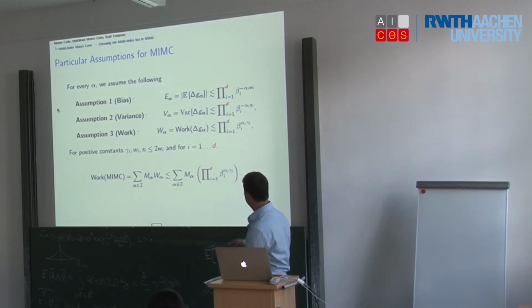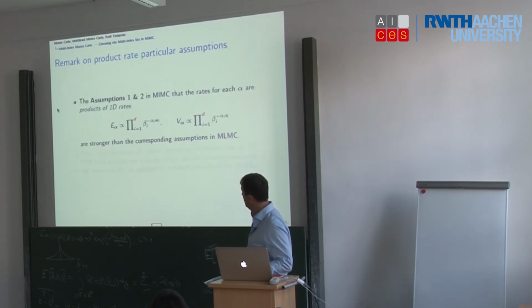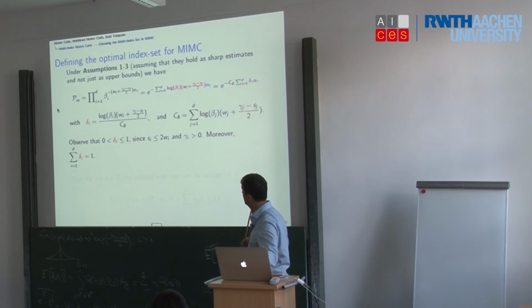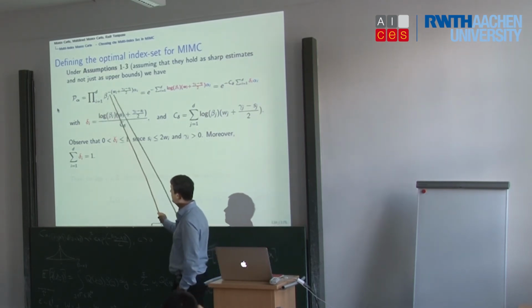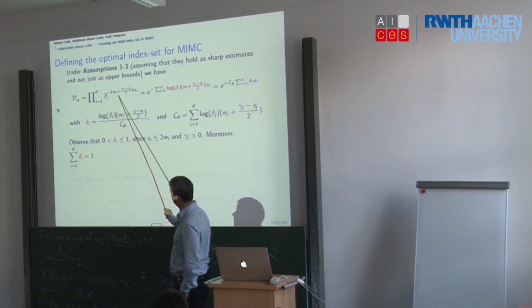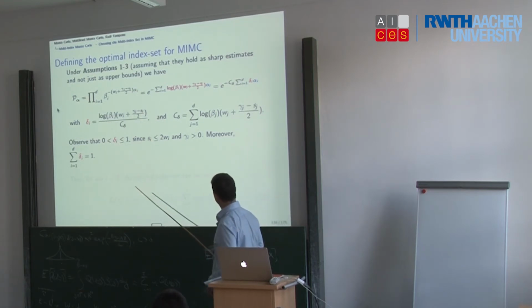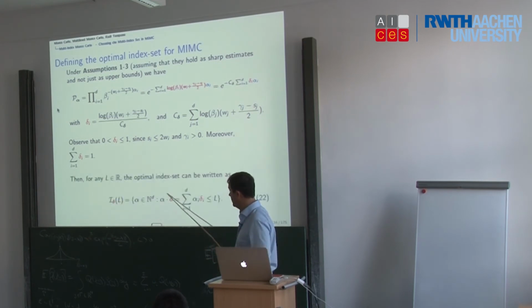So if you now substitute these assumptions into the work of Multi-Index Monte Carlo, you get these sums, right? You optimize the m's, and you put the profits in terms of these assumptions. You get this w_i plus gamma_i minus s_i divided by 2, multiplied times the alpha. And then you realize that the optimal set is now linearly constrained in the alphas.